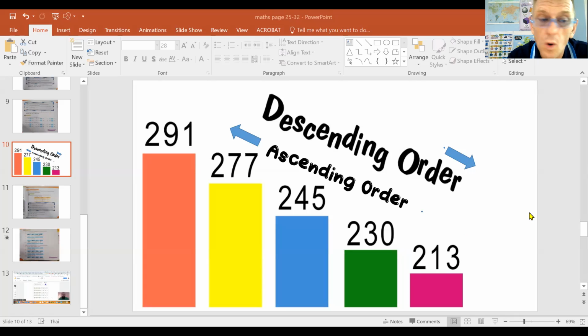So maths. What we've got today is ascending and descending order, or increasing or decreasing. Okay? Increasing means going up, decreasing means coming down. As you see here, the numbers 213, 230, 245, 277, and 291 are all increasing or ascending. They're going upwards. 291, 277, 245, 230, 213 are all descending or decreasing. Okay? They're going down in order.